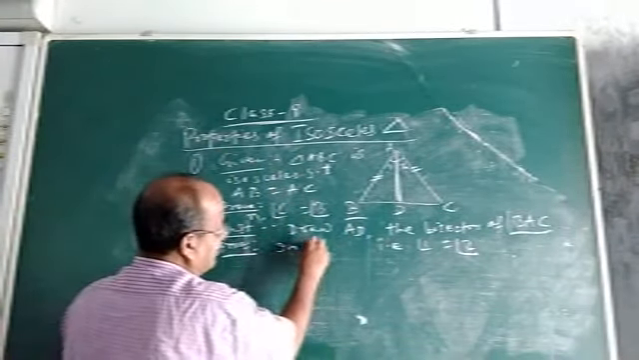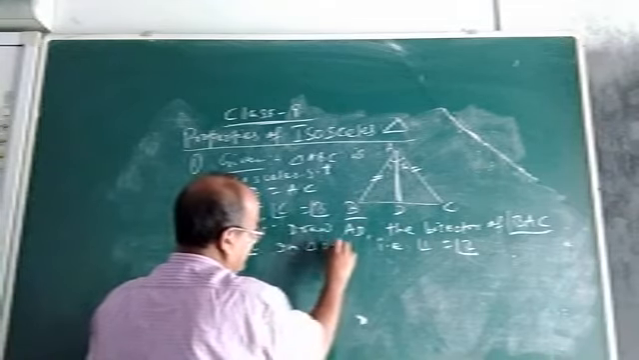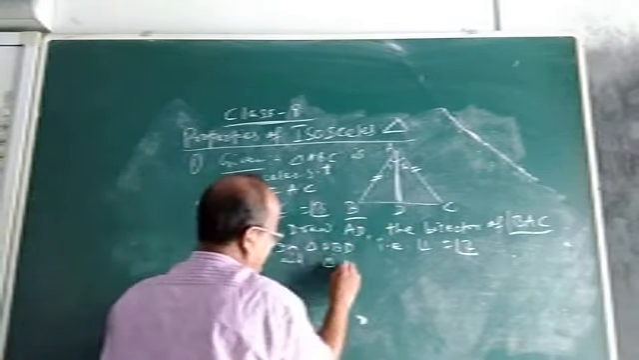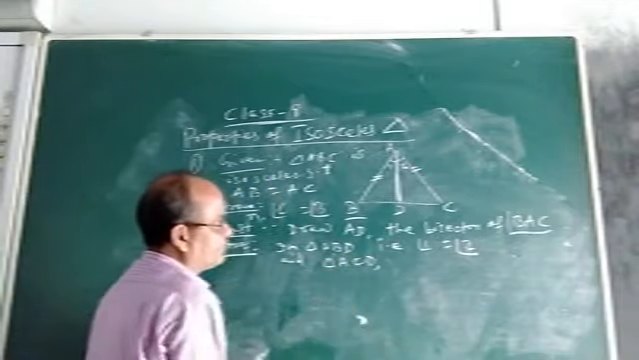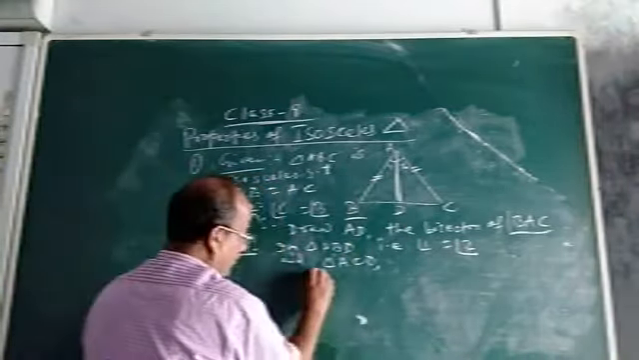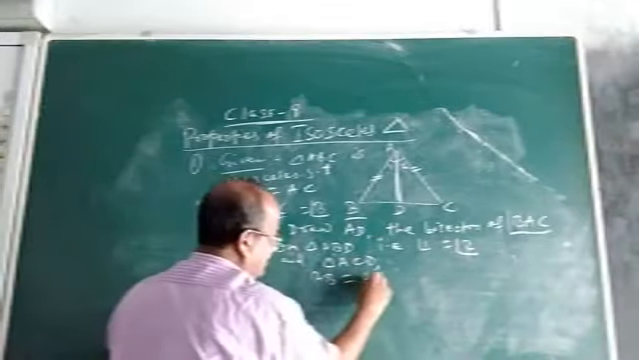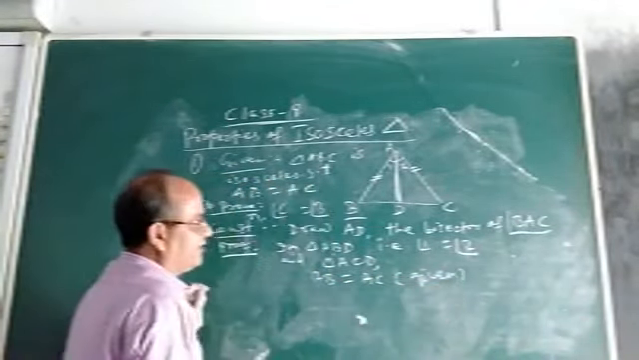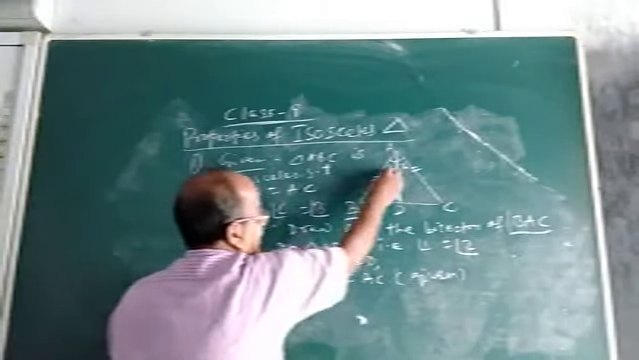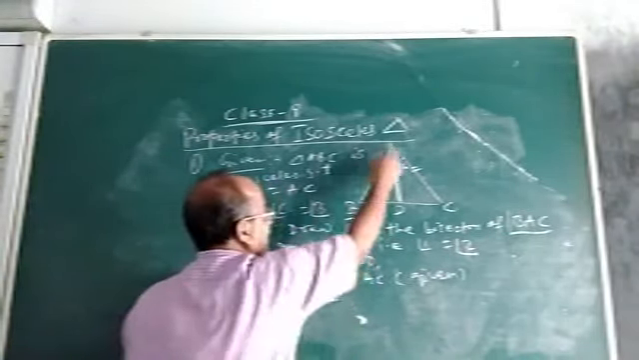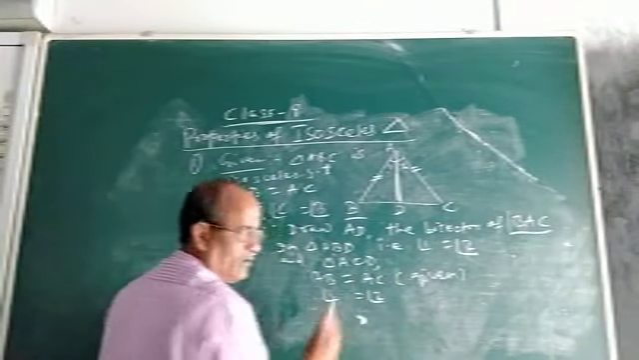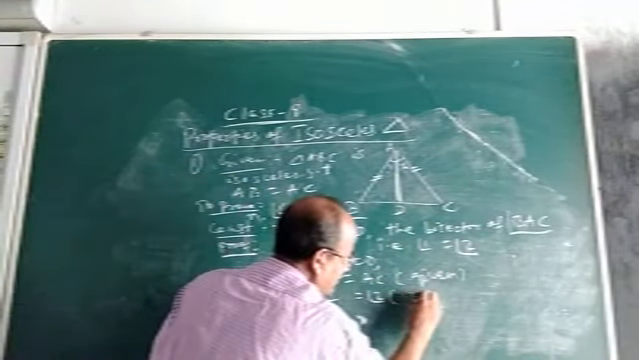So in triangle ABD and triangle ACD, we are comparing the two triangles. So in these two triangles we are given AB equal to AC. Write the reason in bracket. Why they are equal? AB equal to AC, given. Angle 1 equal to angle 2, or you can write angle BAD and angle CAD, whatever you like. So angle 1 equal to angle 2, it is by construction.